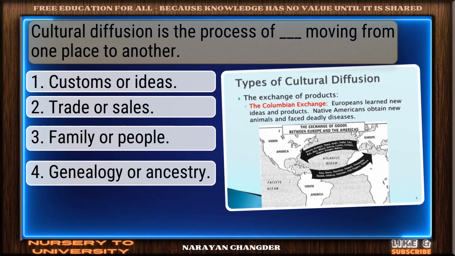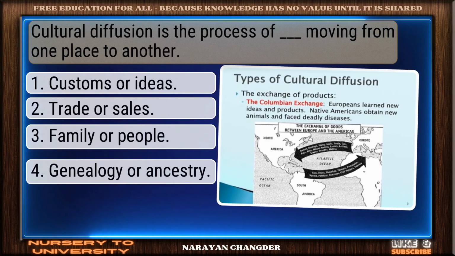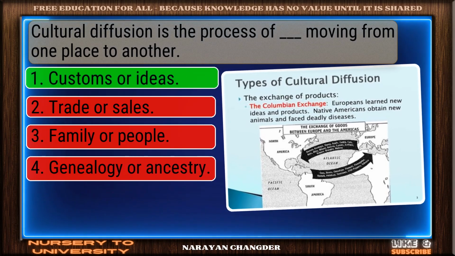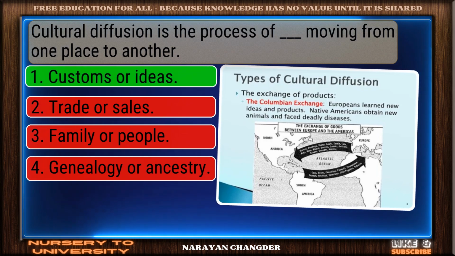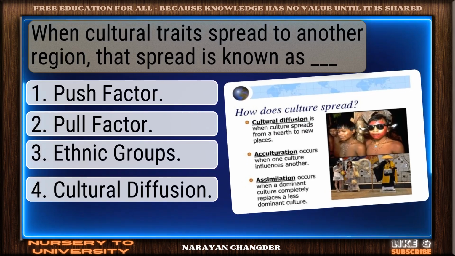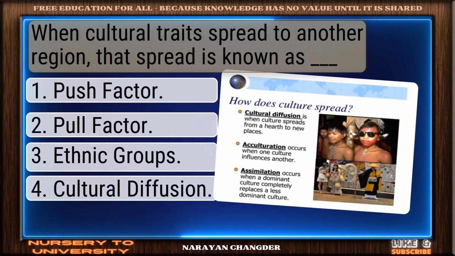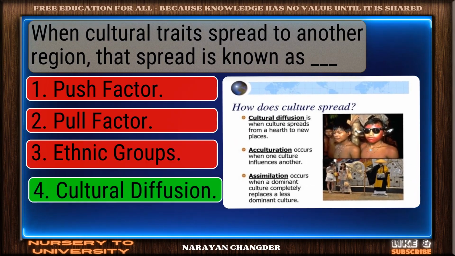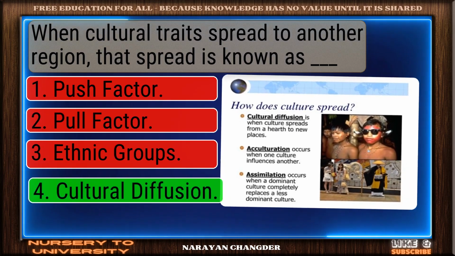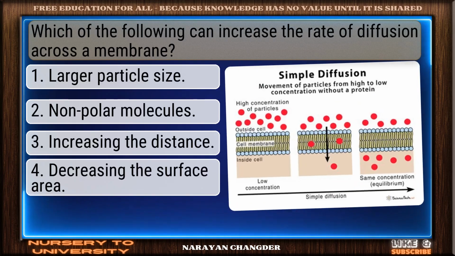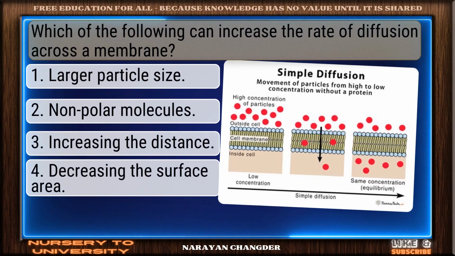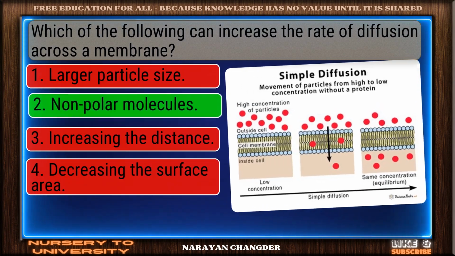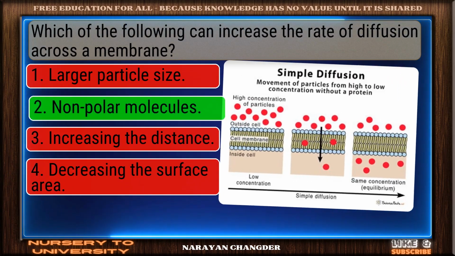Cultural diffusion is the process of dash, moving from one place to another. You're right. Customs or ideas is the correct answer. When cultural traits spread to another region, that spread is known as dash. Exactly. Cultural diffusion makes sense, and it is the right choice. Which of the following can increase the rate of diffusion across a membrane? Good thinking. Non-polar molecules is the right answer.